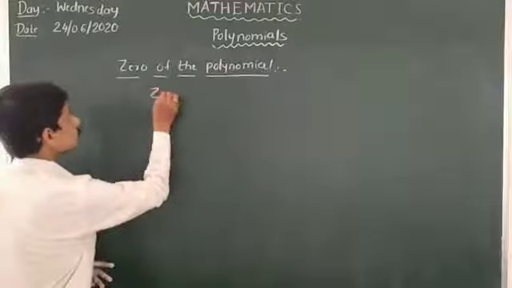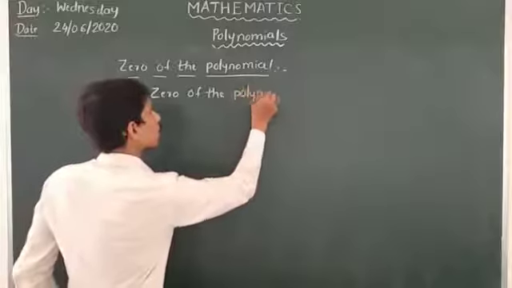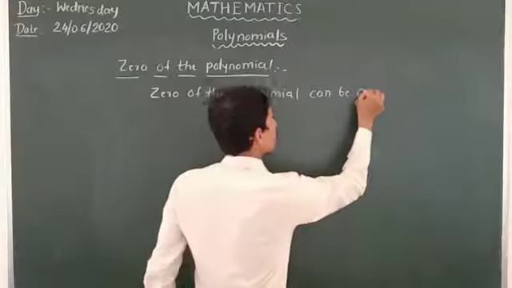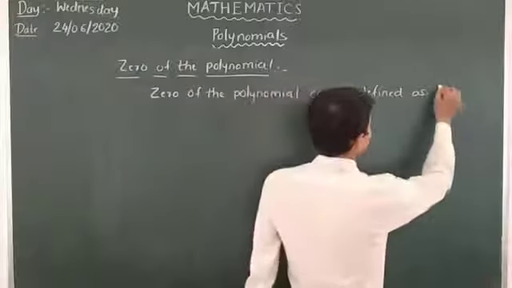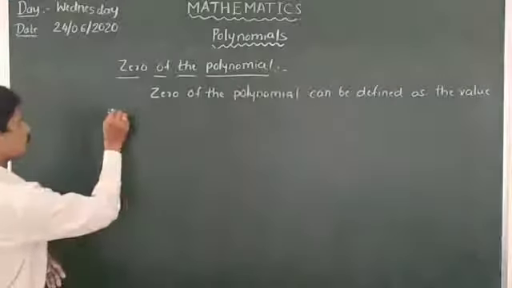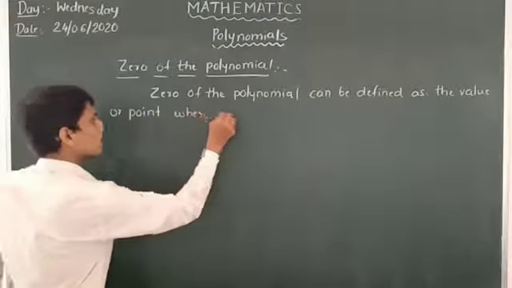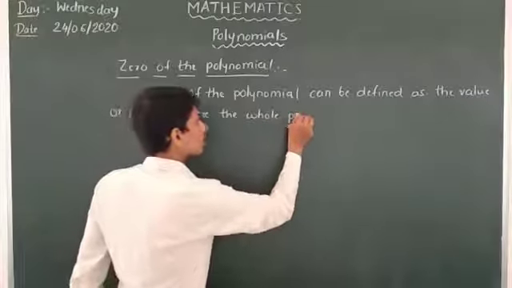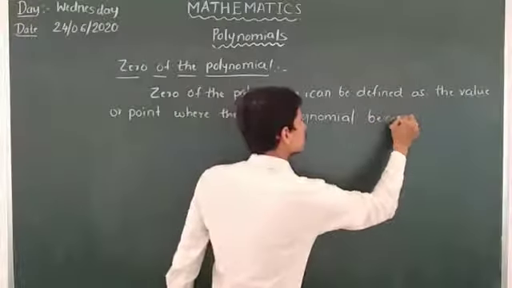Zero of the polynomial can be defined as the value or point where the whole polynomial becomes 0.